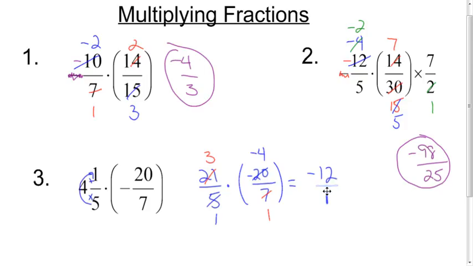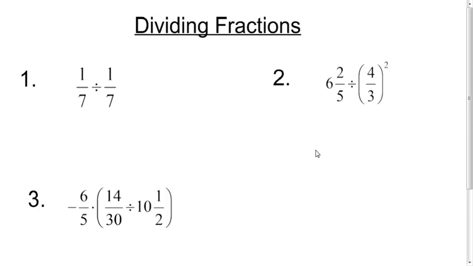Once you realize it's going to be 1, you don't have to write it. In fact, you shouldn't. And if you do, you better go one more step and take it out, or rewrite it just as negative 12. Writing negative 12 over 1 is not simplified. Let's move on to division.